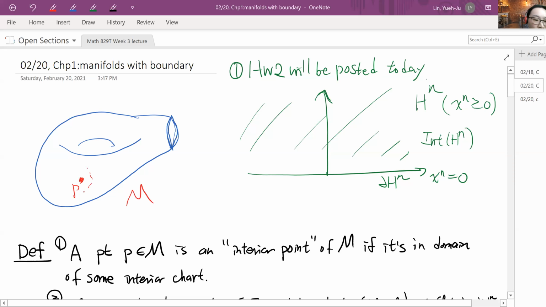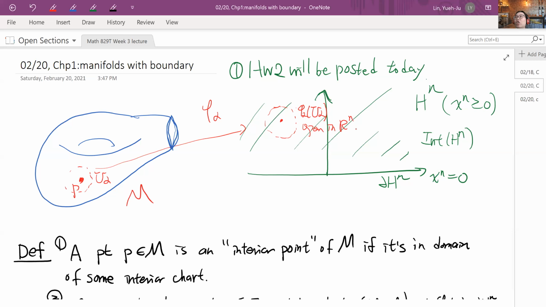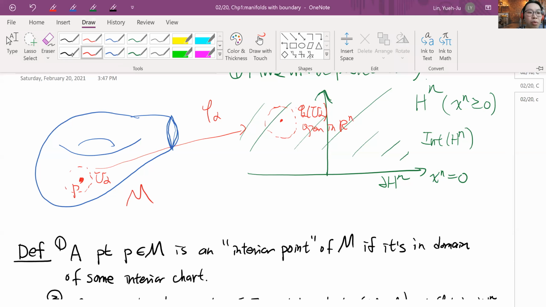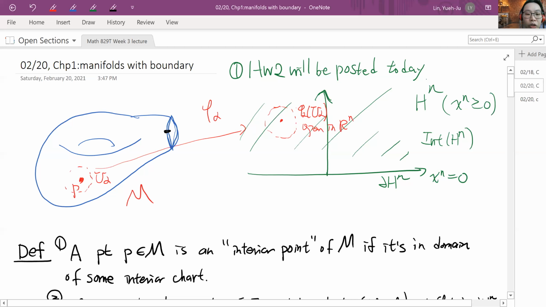Then you can definitely find an open set called U alpha, such that you can find a homeomorphism, and the set will get mapped to some open set here. This is open in R^n, or actually open in H^n, but this open set would not intersect the boundary of H^n. But if you unfortunately pick a point on the boundary here, later on you can see that this is the boundary of the manifold.